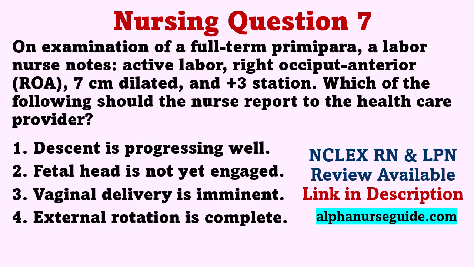The correct answer is 1. Descent is progressing well. The presenting part is 3 centimeters below the ischial spines. Descent is progressing well. The fetal head is well past engagement. Engagement is defined as 0 station. The woman, a primipara, is only 7 centimeters dilated. Delivery is likely to be many hours away. External rotation does not occur until after delivery of the fetal head.